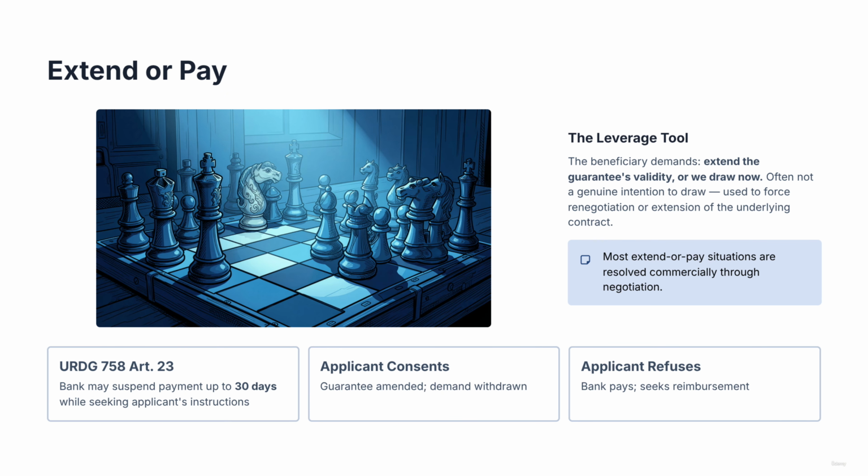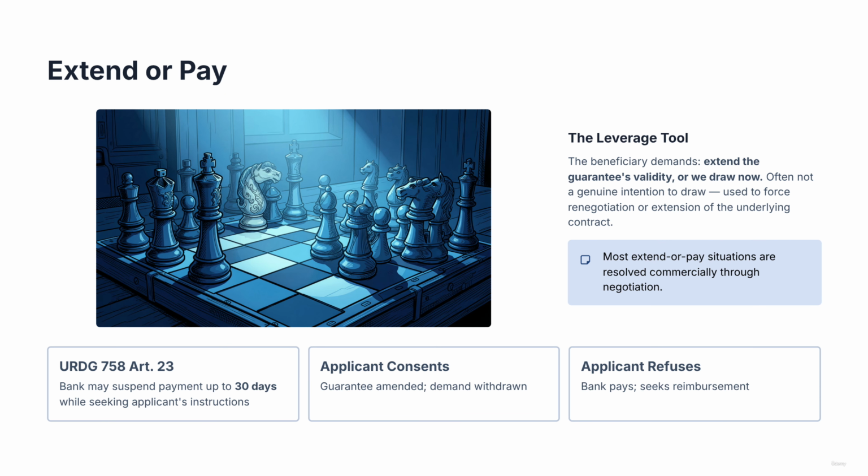Under URDG 758, Article 23, the guarantor may suspend payment for up to 30 calendar days while seeking instructions from the applicant or counter-guarantor on whether to extend. If the applicant consents to the extension, the guarantee is amended and the demand is withdrawn. If the applicant refuses, the bank pays and seeks reimbursement.